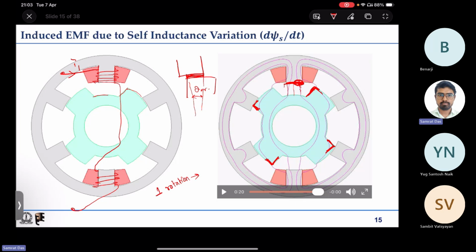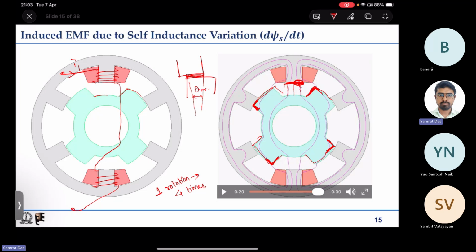But in one rotation, how many times has the inductance of the coil increased and decreased? How many times? 4 times. So in this case, 4, what can you see, which number is 4 in the rotor? You have 4 poles. So for this type of machine, for one full mechanical rotation, the inductance of any one coil has 4 cycles. So 4 times it completes.